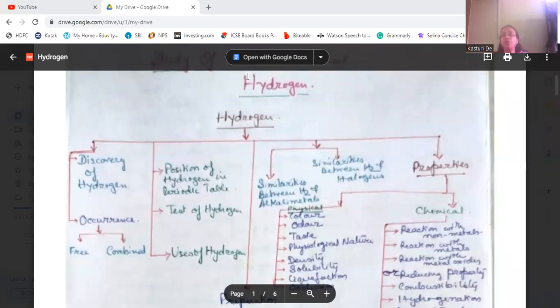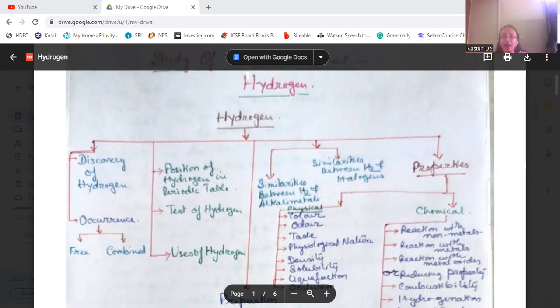Today, I'll be starting with the first element of the periodic table, that is hydrogen. Now, why this element? In the periodic table, why is this element considered to be the first one?